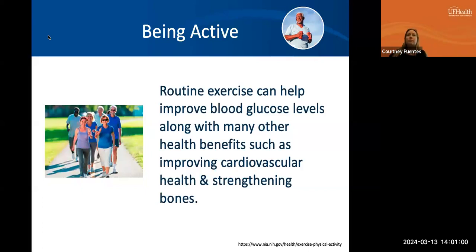So nutrition is one tool that we have in our toolkit. The other tool we have is being active. Routine exercise, besides helping with blood sugar management, has a lot of benefits. It helps with circulation, it helps with bone health. You also get endorphins released when you exercise, so you get to feel good. But it's also a good tool to help balance blood glucose levels.